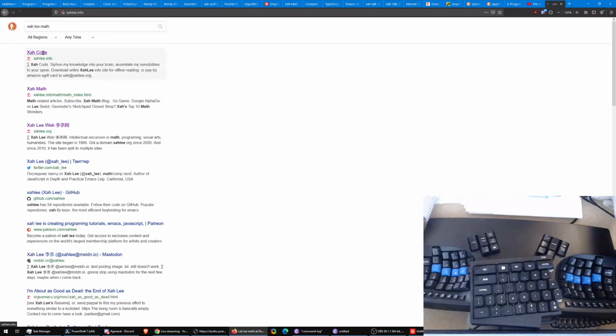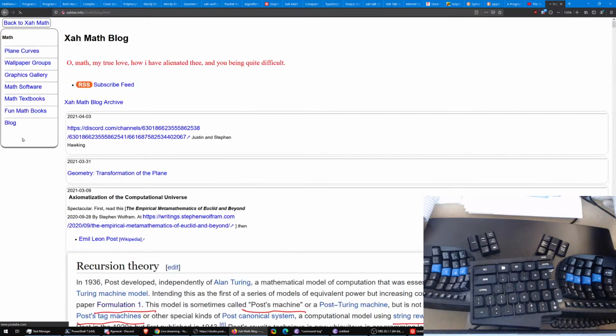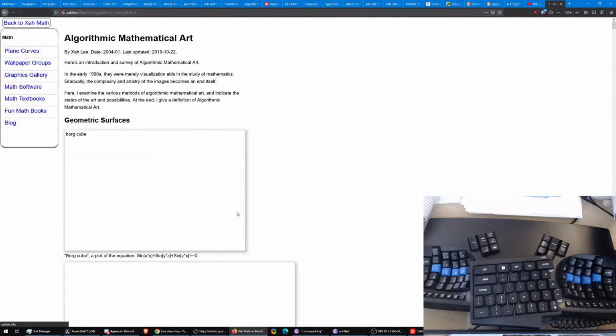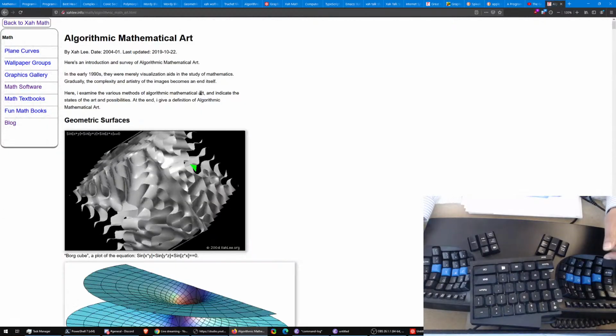Okay, let's start over. XahMath, algorithms, algorithmic mathematical art. Now let me explain about this article again.